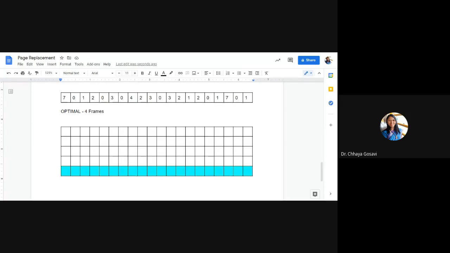Solve it with optimal algorithm for 4 frames. Ma'am, is the page fault 8? Anyone is getting 8 page faults for this? Yes, ma'am. Very good. So you understood FIFO, LRU and optimal algorithms, right? Take some more streams and practice with different frames.